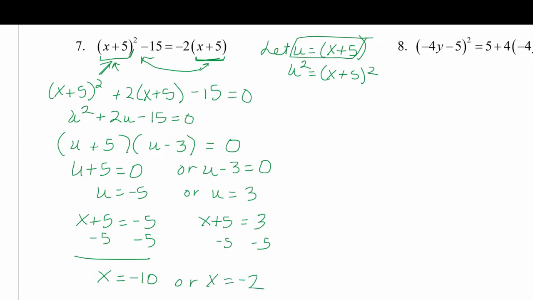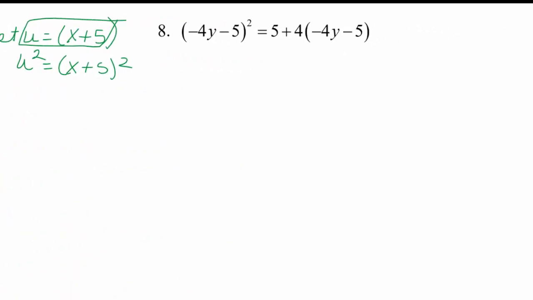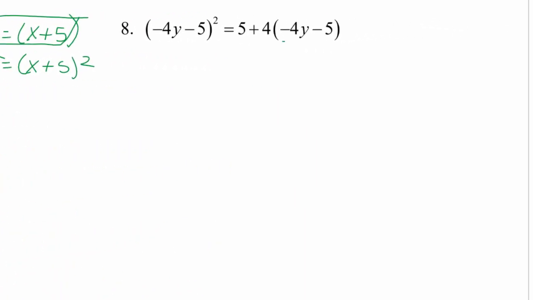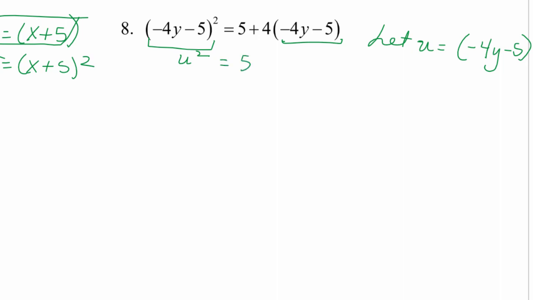Okay. Similar on this next problem. We have this binomial square. The binomial is this negative 4y minus 5. See it here? And then see it here squared. So that's u squared. Okay. So we have u squared equals 5 plus 4u.